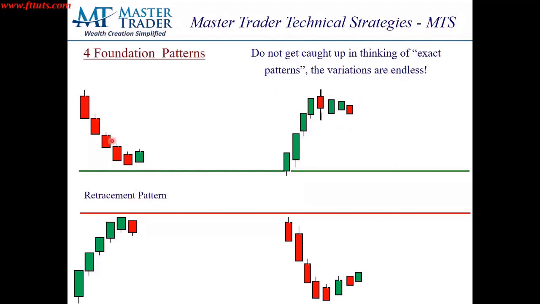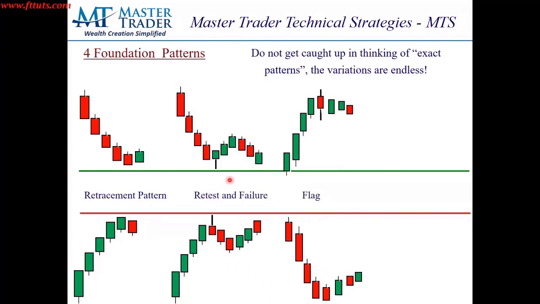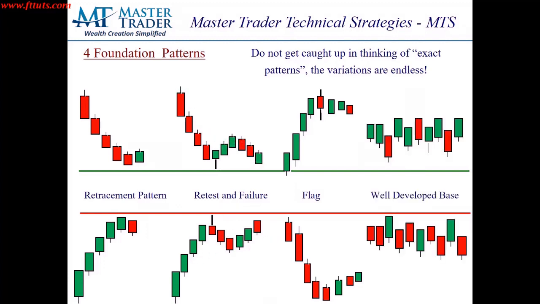Uptrend patterns. These are the foundational four types of patterns. Just pullbacks, a bullish flag. In other words, it goes up and it kind of corrects, sloping to the downside a little bit, looking for a continuation move higher. And these are just the bullish ones. Your retest and failure pattern, your W type of pattern, or M type of pattern, or just a base, a well-defined base. How do you define a well-developed base? You kind of eyeball it.